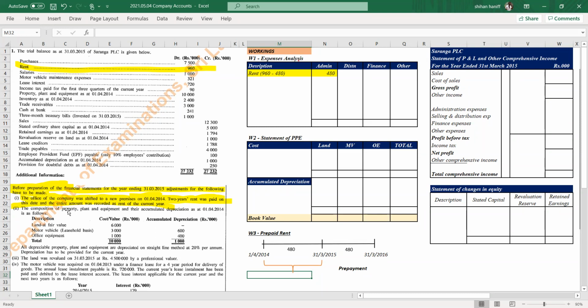Now the lease standard has been changed. I will do that lease adjustment this Friday, in the next class. So I will keep the lease adjustment and do the rest.